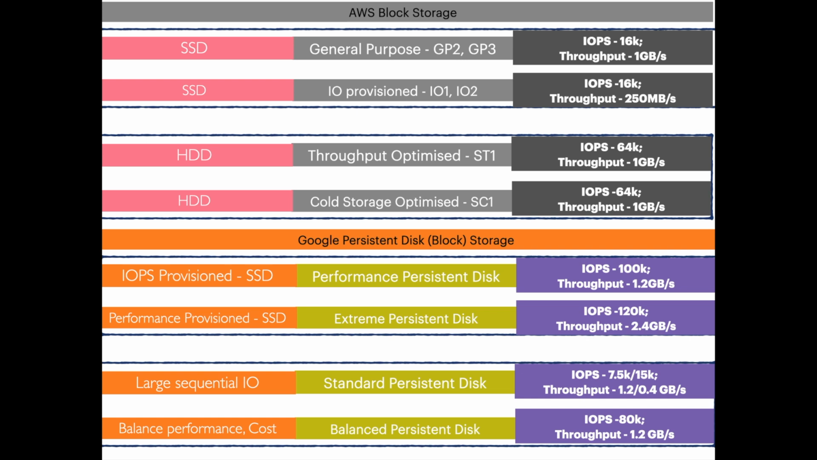And if we talk about throughput in AWS, the first option goes up to 1 GB per second, whereas in the second option the throughput is comparatively less, at 250 MB per second. In Google's option, it ranges from 1.2 GB per second to 2.4 GB per second. So clearly Google is offering a better option in terms of more choice and much more performance.